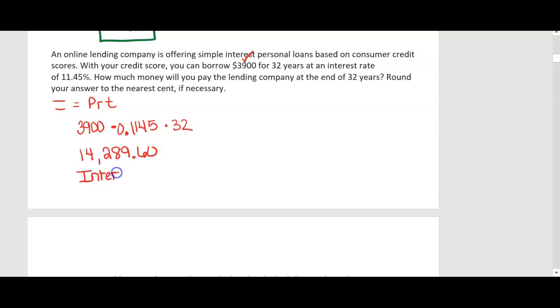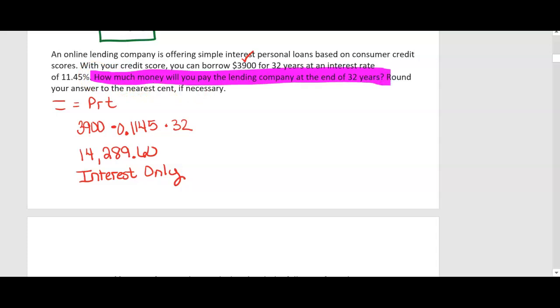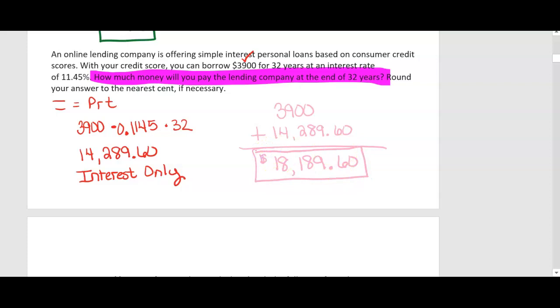Now let's make a note. This is my interest only. That's not what the question asked. The question said, how much will I pay back at the end of those 32 years? So I originally borrowed $3,900, so I definitely have to pay that back. Plus, I have to pay back all this interest of $14,289.60. So when I add those two together, I'm going to get that I have to pay back $18,189.60. So a quick addition problem, and you can use your calculator.